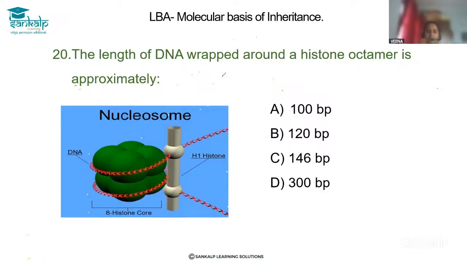Let's solve question 20. The length of DNA wrapped around the histone octamer is approximately. So dear students, if you observe, what is a nucleosome? A nucleosome is nothing but an octamer of histone proteins. Surrounding the histone proteins, the DNA is present, and it also contains the H1 histone altogether. This is called the nucleosome structure, right?